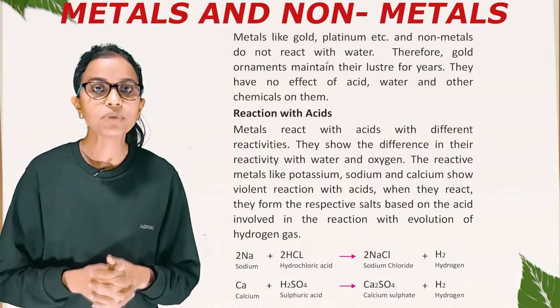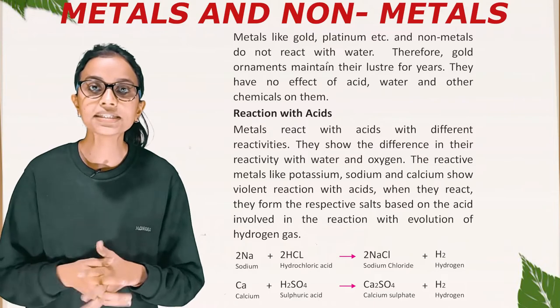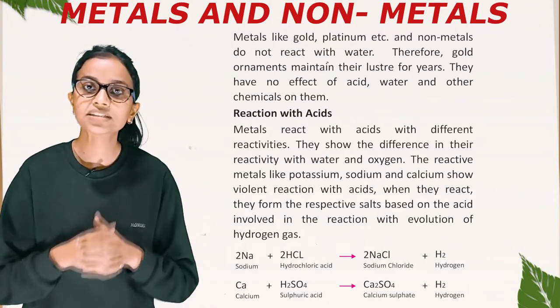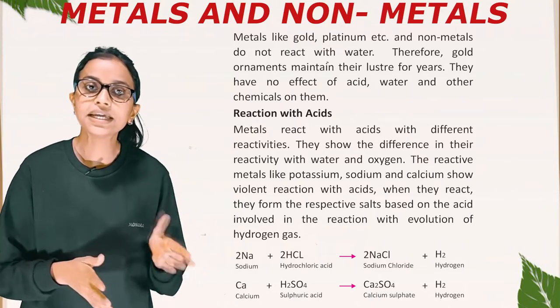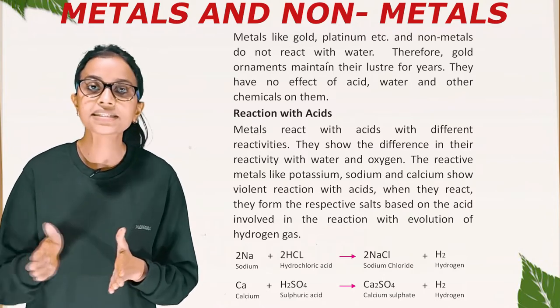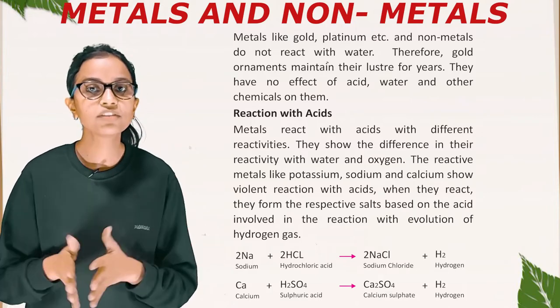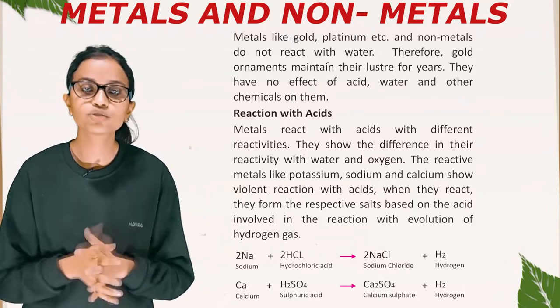2Na, sodium, plus 2HCl, hydrochloric acid, gives 2NaCl, that is sodium chloride, plus H2, hydrogen. Ca, that is calcium, plus H2SO4, that is sulfuric acid, gives CaSO4, calcium sulfate, plus H2, that is hydrogen.